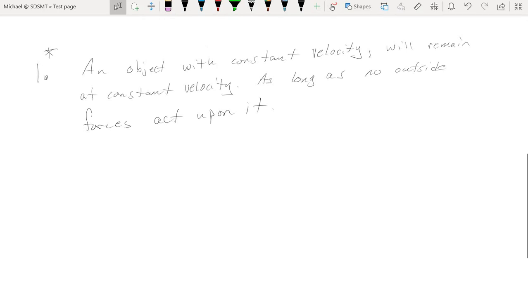So let's take this and we'll play around with this idea a little bit. So we'll take our mass and we'll put it out in space. We'll give it a little shove just so it has some initial velocity, and then we'll take that force away, and this mass should continue traveling along a straight line forever and ever and ever, as long as we don't act upon it with any kind of outside forces.